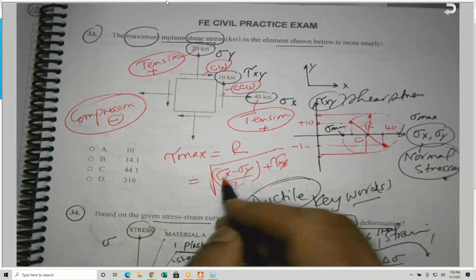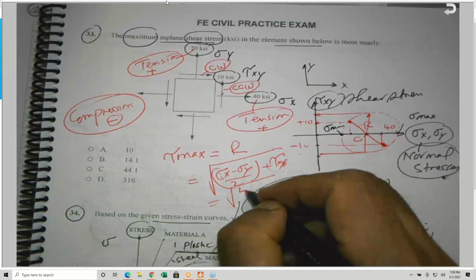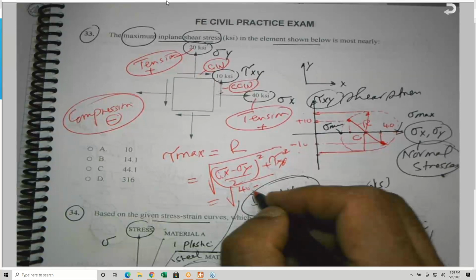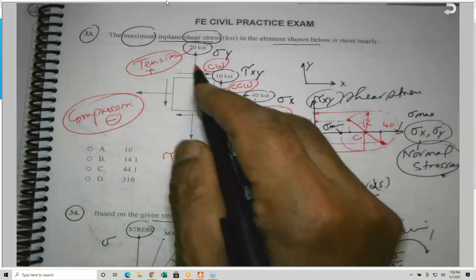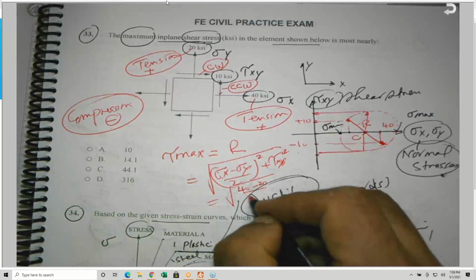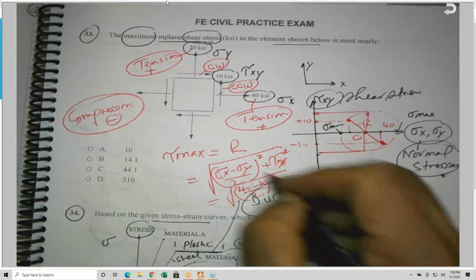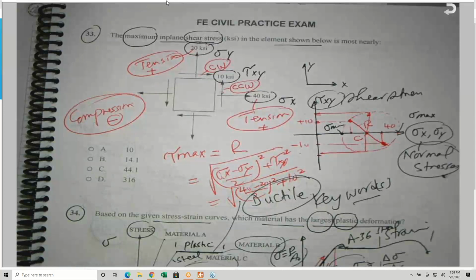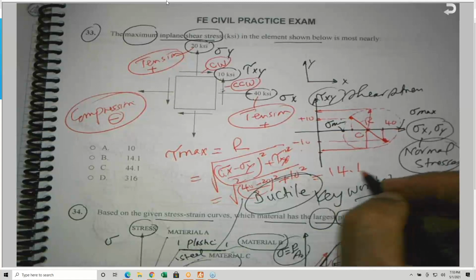So what is sigma x? Sigma x is 40. So I will plug this here, 40 squared, by the way. Sorry, I mentioned the square, and the tau xy square also. So it's 40 minus 20, divided by 2, squared, plus the tau xy squared. The tau is 10, squared. If you do this simple math, 40 minus 20 is 20, divided by 2 is 10. 10 squared is 100, so it is 200, and the square root, I get 14.14 KSI.